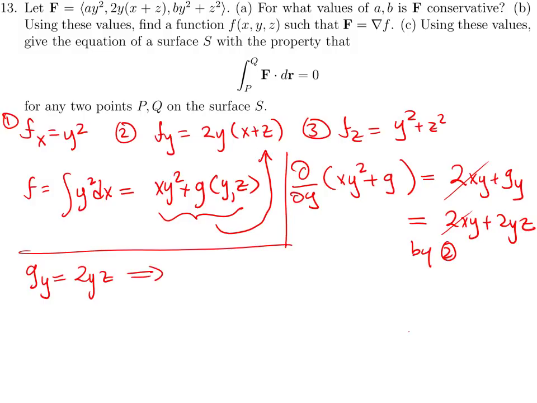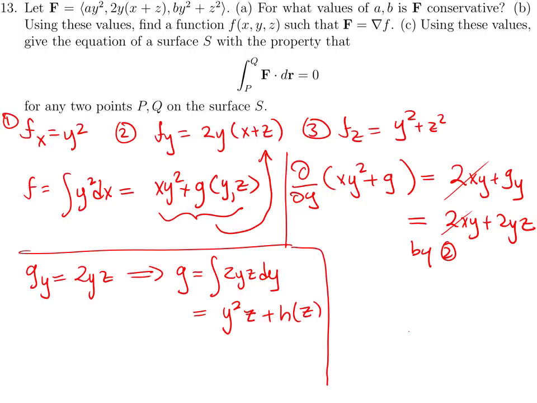Which I can integrate in y to get that g is equal to the integral with respect to y of this quantity, which is y squared z plus some function h of z, some unknown function of z that I still don't know. Okay, so now I've made progress. So now actually I know that my f is equal to xy squared plus y squared z plus some function h of z. I just have to find it.